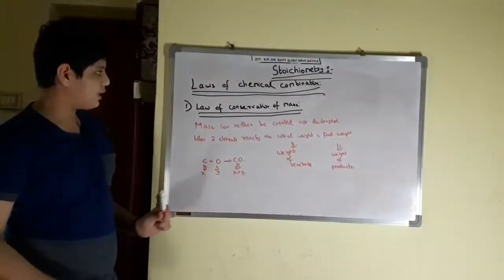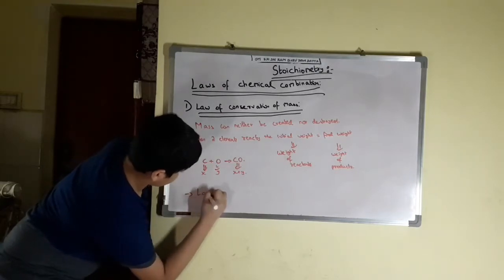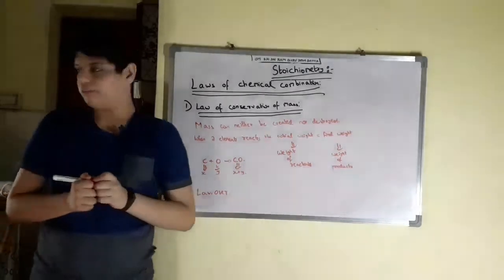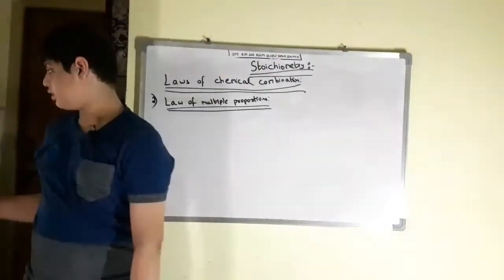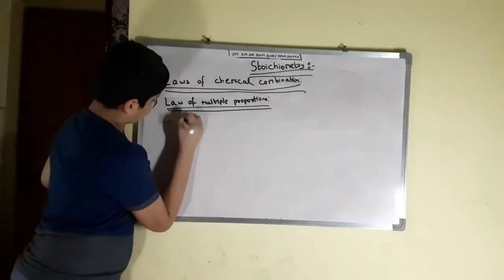Okay, you can copy this. This was proposed by Lavoisier. You may make a note of it, then we will move on to the next law. The second law is the law of multiple proportions. This was proposed by Proust.